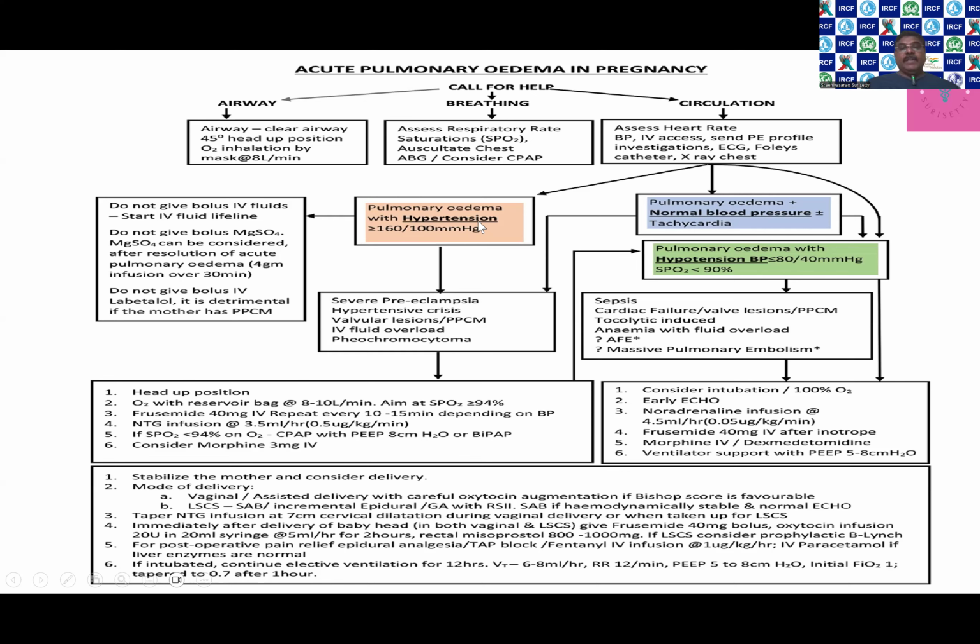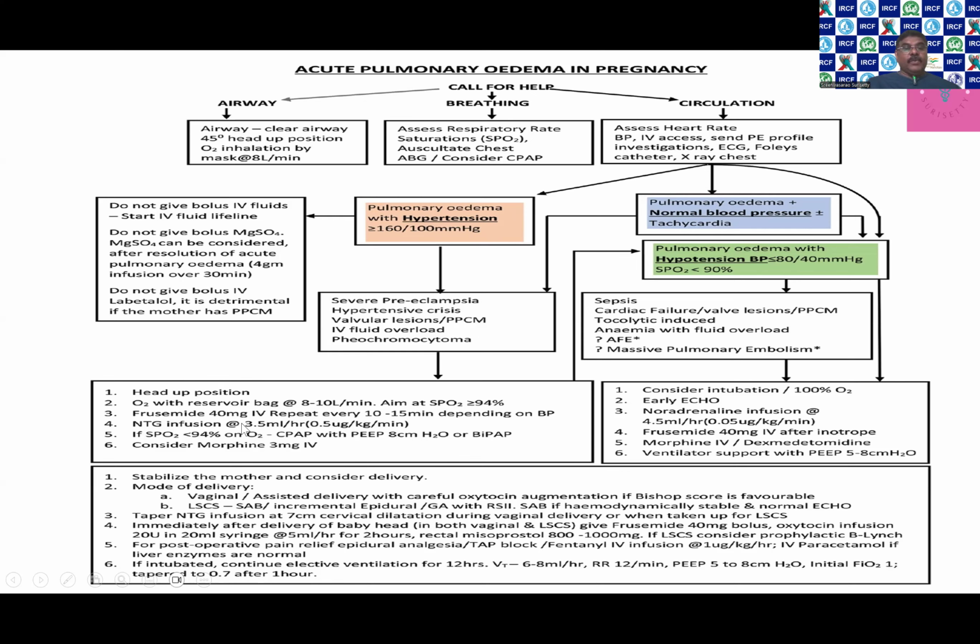So whenever the patient has acute pulmonary edema with hypertension or normotension, you have to go according to the blood pressure. If the pressure is high, then you have to keep the head-up position. You have to give oxygen with a reservoir bag, 8 to 10 liters per minute. Your aim of saturation is more than 94%.